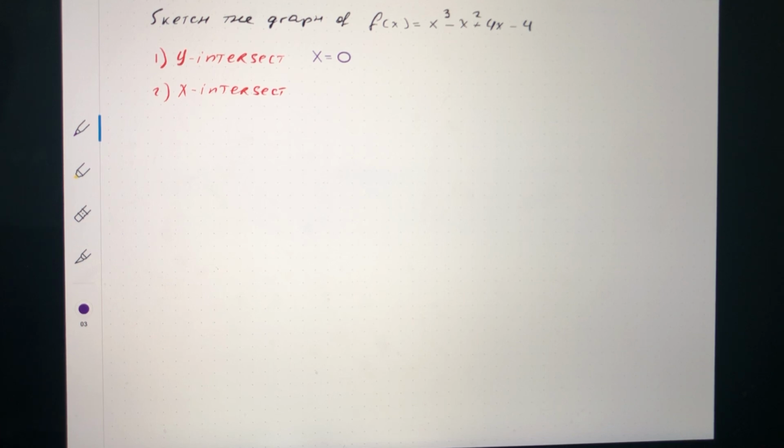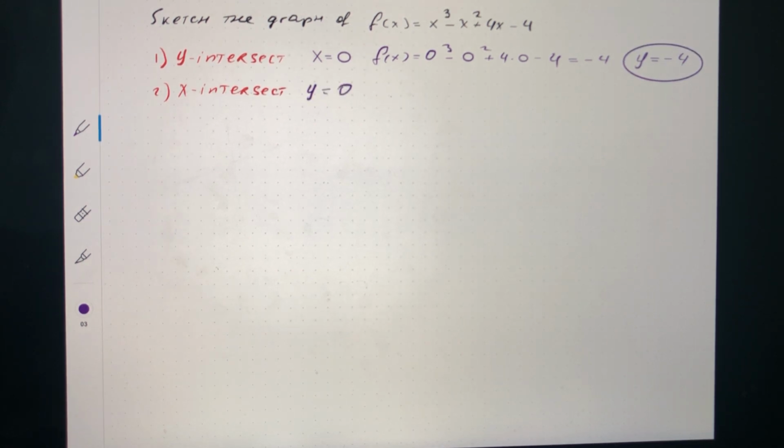So if we do this, our f of x becomes 0 cubed minus 0 squared plus 4 times 0 minus 4, which is negative 4. So the y-intercept is y equals negative 4. To get the x-intercept, we make y equals 0. Now we have to solve 0 is x cubed minus x squared plus 4x minus 4.